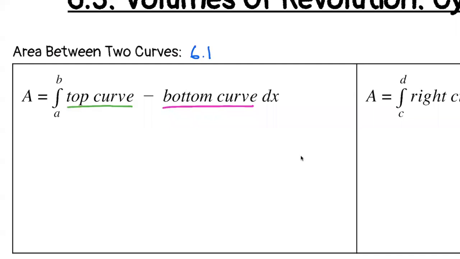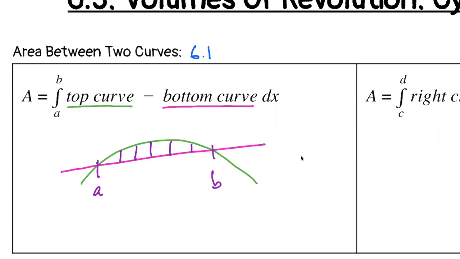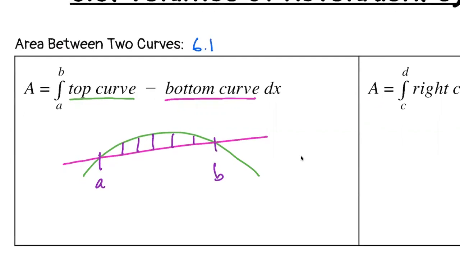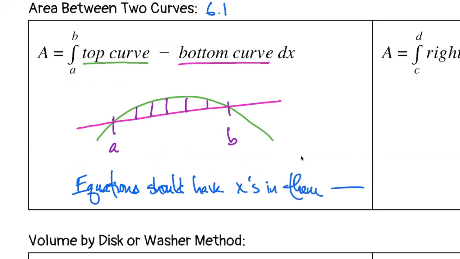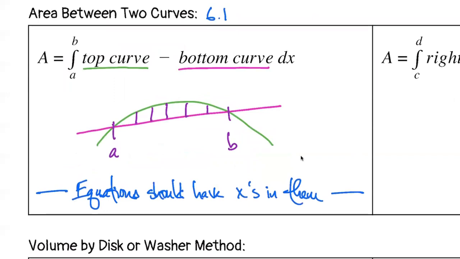And if we think about what those graphs might look like, we might have a situation where we have one curve, and then we have another curve, and we would be trying to find this area in between. Right? And we would usually call this A, we would call this B. And as we're finding the individual heights of the rectangles, if we add them all together, we'll end up with the area between the two curves. And one clue that we might want to remember about this one is that our equations should have x's in them.